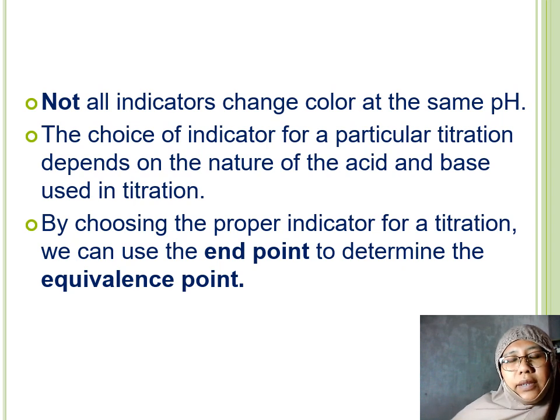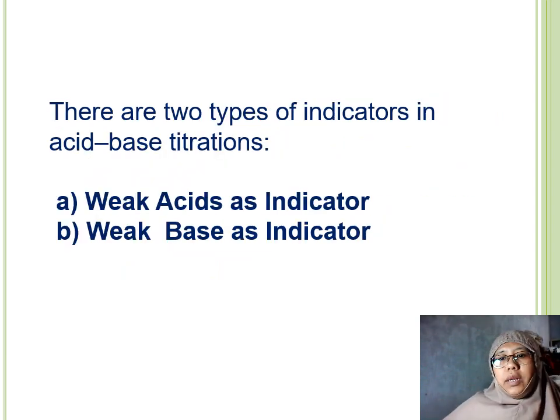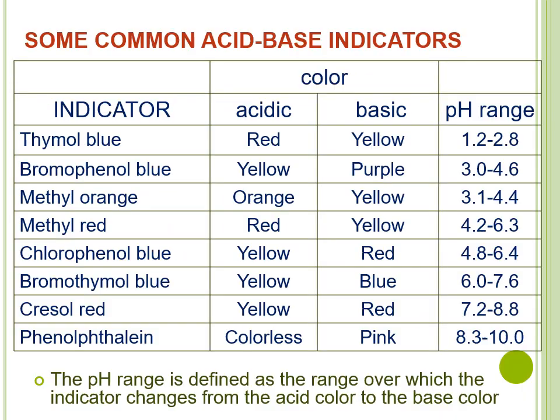Not all indicators change color at the same pH, so we need to choose which one is suitable for the nature of our titration. The choice of indicator for a particular titration depends on the nature of the acid and base used in titration. By choosing the proper indicator for a titration, we can use the endpoint to determine the equivalence point. There are two types of indicators in acid and base titrations: weak acids and weak bases. Here are some common acid-base indicators that we use in the lab.